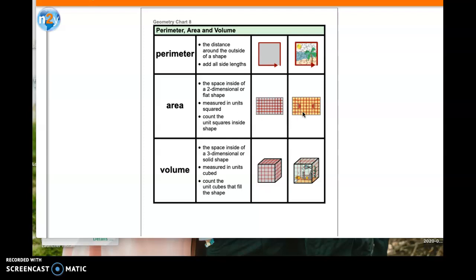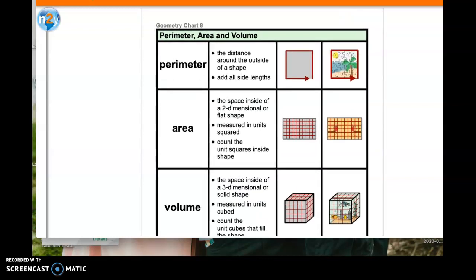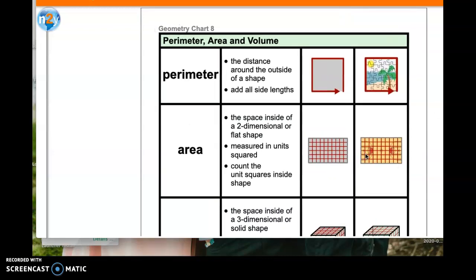Okay, so if you look at this one, this is a basketball court. Let's see if I can zoom in a little bit, make it a little bit easier to see. So this basketball court, the distance inside, we would count all of these squares, and that would be the area of this shape.